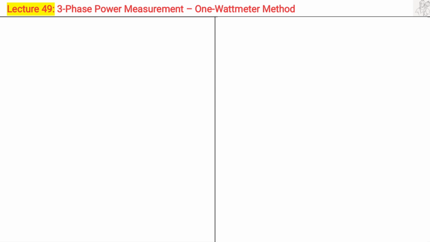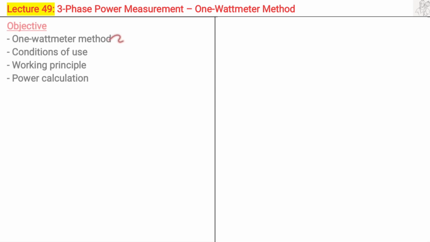Lecture 49, three-phase power measurement using one-wattmeter method. So the objective is to understand the one-wattmeter method, conditions for the use of this method, working principle, and power calculations.